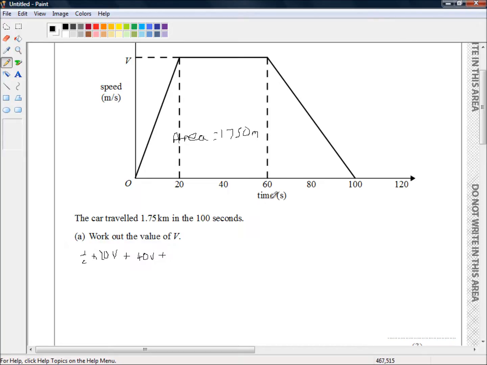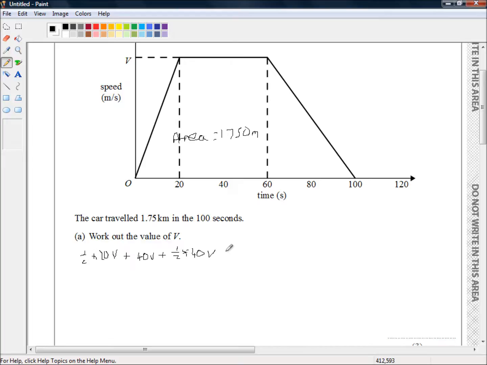And then we have to add to that the area of this triangle, which has a base of the difference between 60 and 100, so that's 40, and then it's a half base times height, so that's a half of 40 times V. So that's plus a half times 40 times V. It's nice to put it in this format because that shows the examiner that you know that the area of a triangle is a half base times height. They're not saying, well, where did you get the 10 and the 20 from?